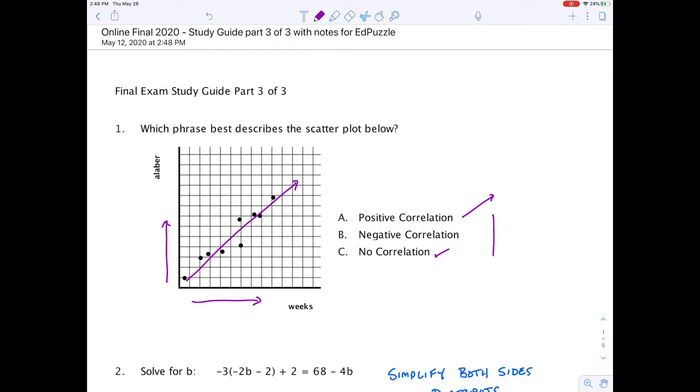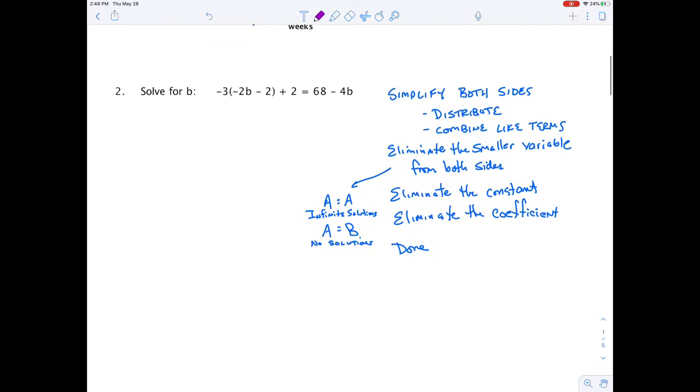While we don't see one here, a negative correlation would be a series of dots that generally trend down and to the right. So a negative correlation would look like this. So positive is up and right, negative is down and right, and no correlation would be, well, a series of dots for sure, but there's no pattern to them whatsoever.